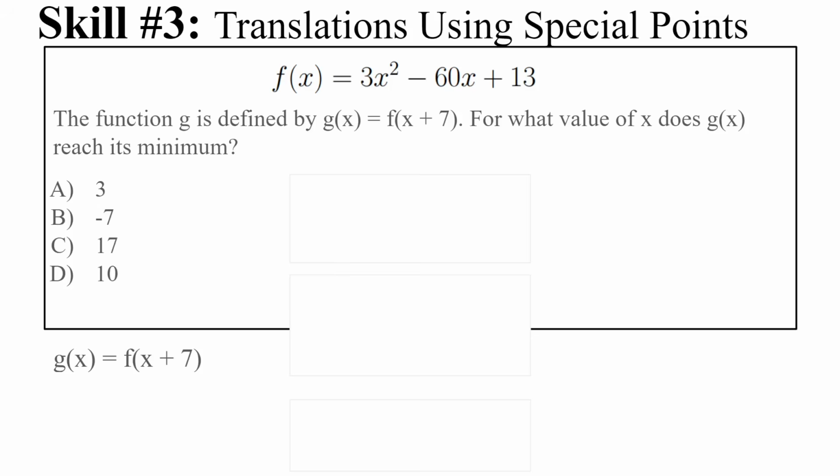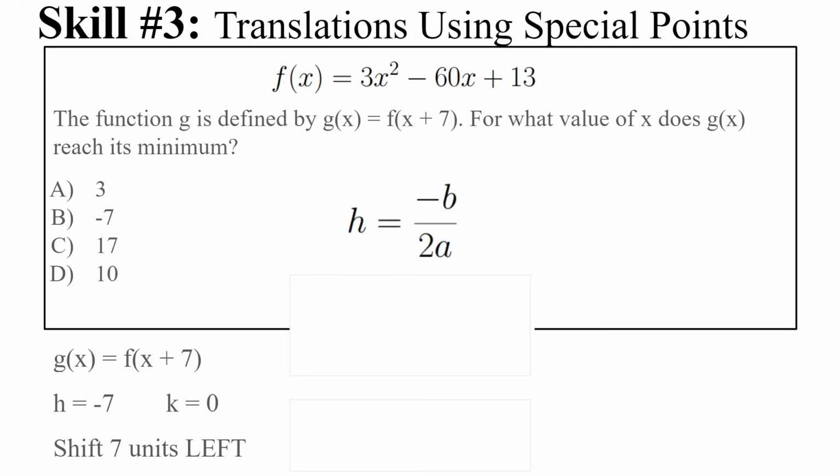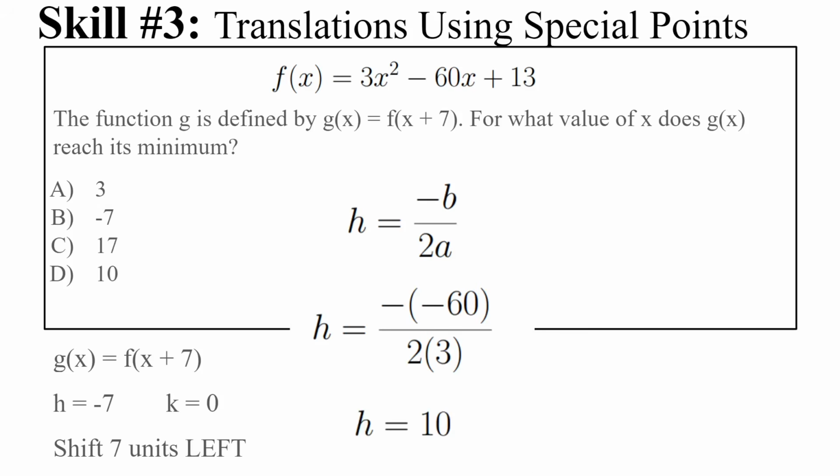And remember, f of x minus h plus k. So there's a minus in front of the h, so we have to change the sign. So it's not 7, h is actually -7, which in other words is a shift of 7 units left. Now we're going to find the x-coordinate of the vertex, which we also call h, of the original parabola using, because it's in standard form, h equals -b over 2a. A is 3, b is -60. So we plug those numbers in, and we should get an x-coordinate of that vertex of 10.